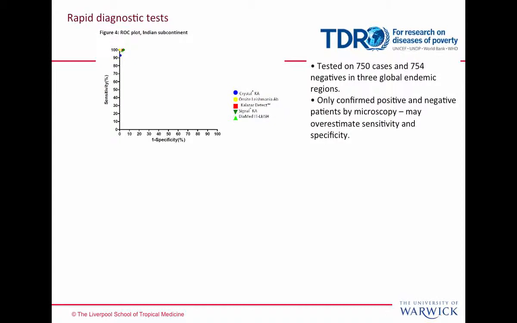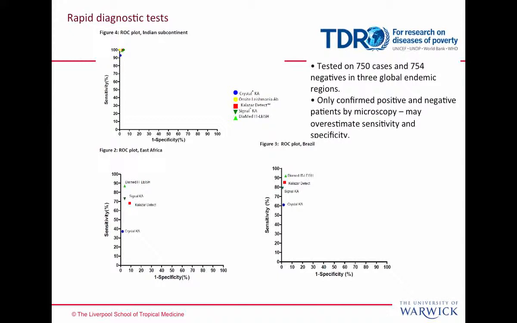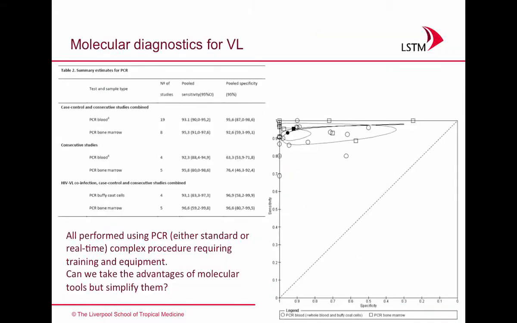There are a series of rapid diagnostic tests now available for VL. And some of them, for example here in India, have a very high sensitivity and specificity in a case control study. But if we move to East Africa and Brazil, we can see that the sensitivity drops hugely, to only 36% here, and the same happens in Brazil. We're not sure why. We don't know if it's parasite diversity or immune response to infection. Anyway, there's clearly a diagnostic gap, especially in East Africa.